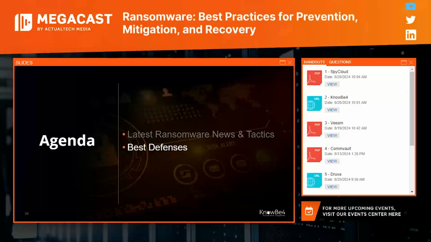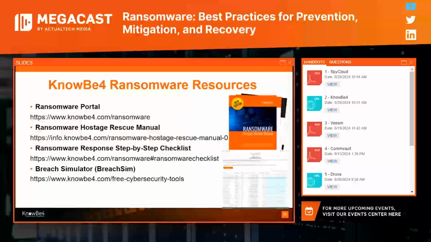So knowing all of that, what can you do to protect yourself? Well, certainly know before. We have a lot of resources. We have a ransomware portal that you should check out. It's got all kinds of information in it. We have a white paper called the Ransomware Hostage Rescue Manual Guide. I've helped write that for a bunch of years. I didn't write the last update. My good friend and colleague, Eric Cole, did, but it's a really fantastic document. It does have my step-by-step ransomware checklist in it that you should check out.